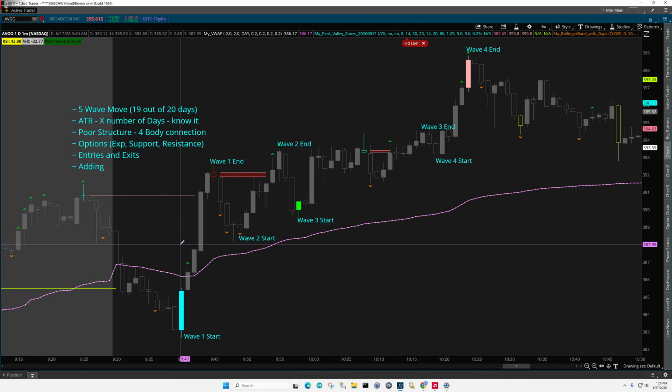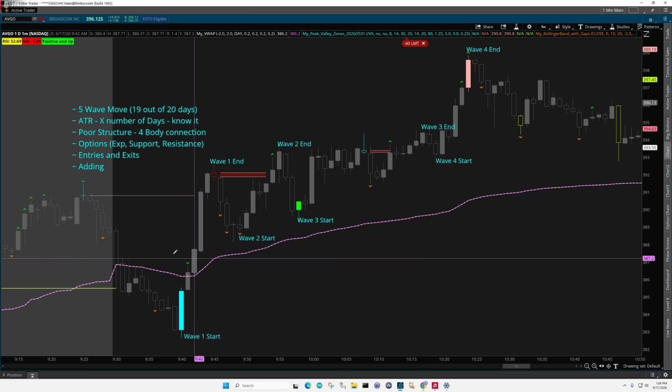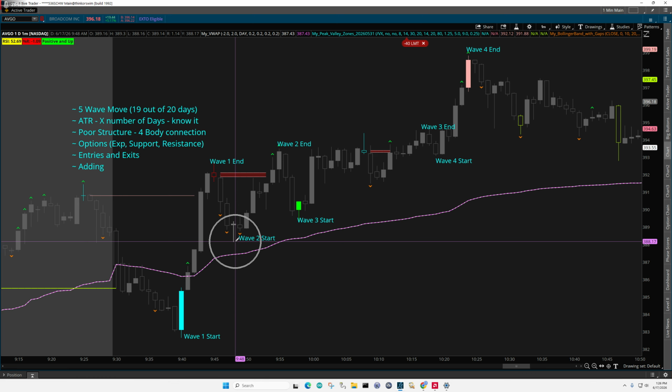So let's say that you were trading AVGO this morning and you saw this wave 1 up, and you don't want to chase all the way up here. You know that AVGO hasn't made its 15-point move today, and you're going to look for a pullback, possibly down into this poor structure. Then you see that pullback happening after wave 1, and then you see this hammer candle and another small body candle. This would be your chance to get in right here and put your stop immediately below this wick or this tail down here.